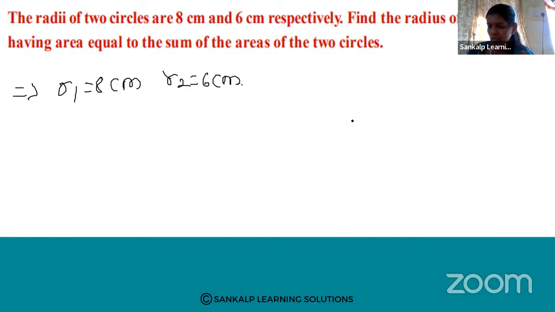Again, it is the same question. So this is the big circle, this is a small circle, this is a small circle. Find the radius of the circle having area equal to the sum of areas of two circles. When we sum these two circles, we get the area of this big circle. Consider this is radius R, this is R1, this is R2, this is capital A.